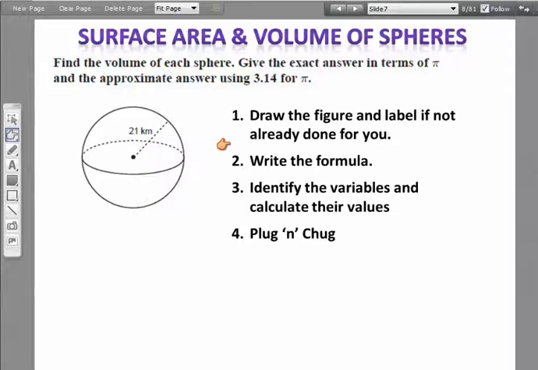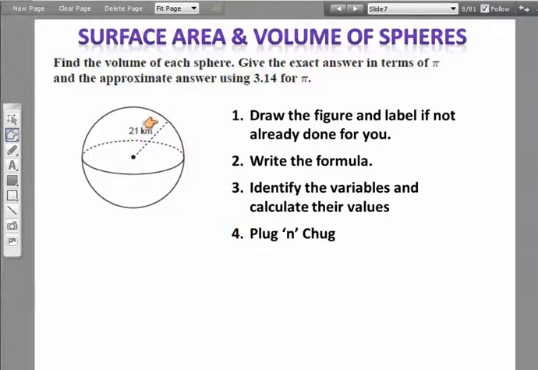So, here's those same 4 steps I was talking to you about with cones that will work for any solid object that you're looking for the surface area or volume for. They've usually drawn the figures for us, so we don't have to do that. You're going to write your formula. You're going to identify the variables and calculate their values, and then you're going to plug and chug.